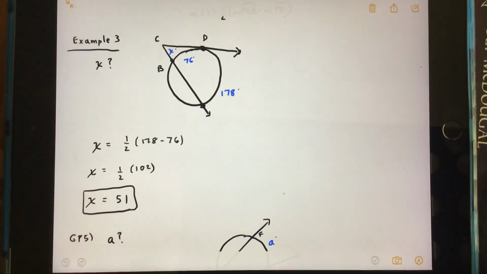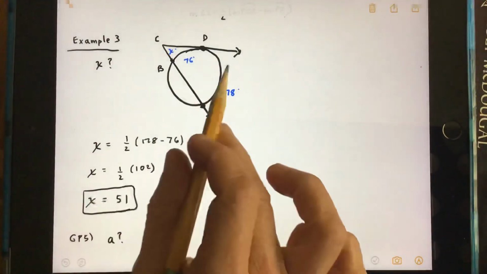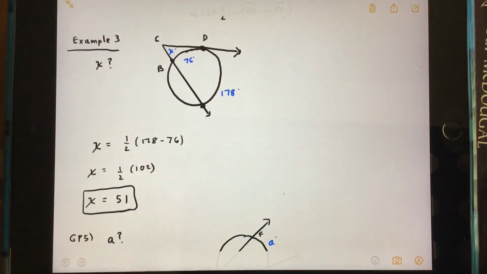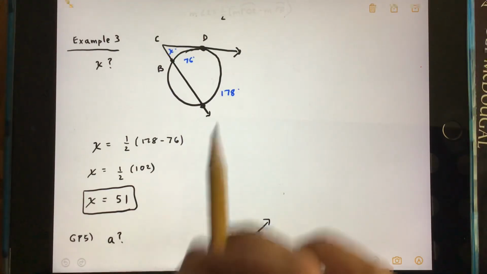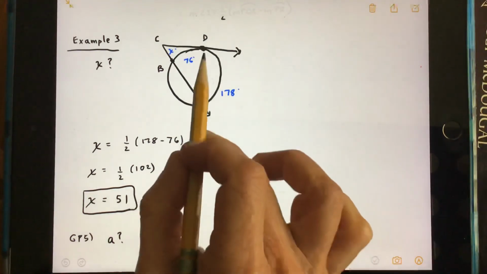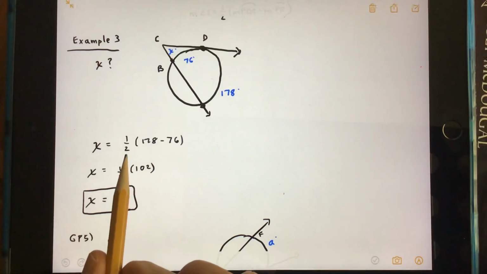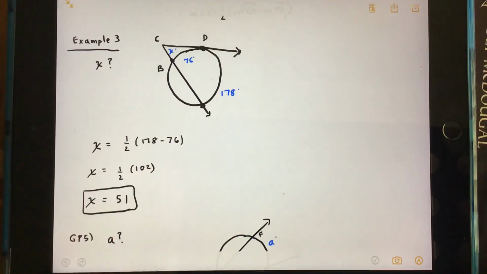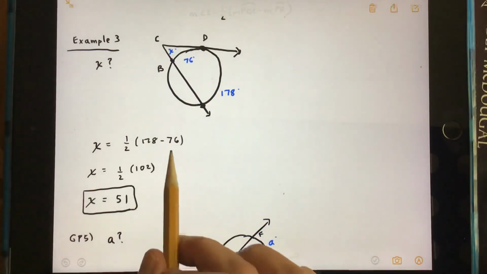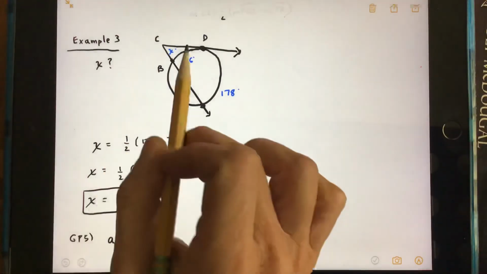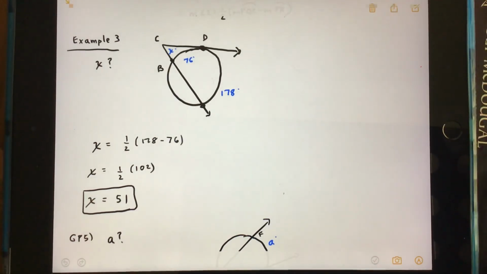In example 3, we're presented with a diagram of a tangent ray and a secant ray forming an angle outside of the circle. To figure out the measurement of that angle, x degrees, we're going to subtract the degree measurements of those intercepted arcs, the bigger arc, 178, minus the smaller arc, 76. And then we'll find half of that measurement, and that will give us the degrees of the angle outside the circle. So 178 minus 76 is 102. Half of 102 is 51. So the measurement of this angle is 51 degrees.